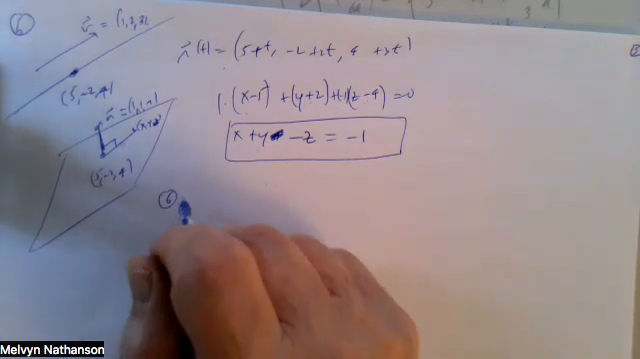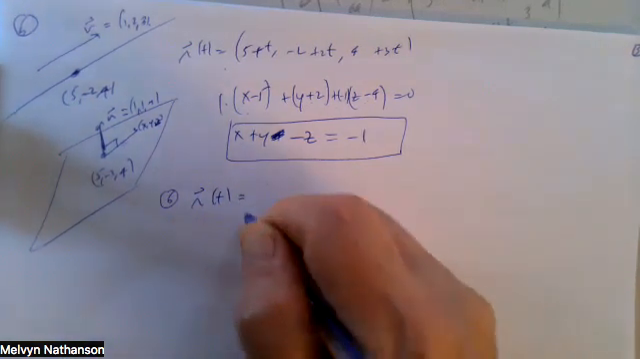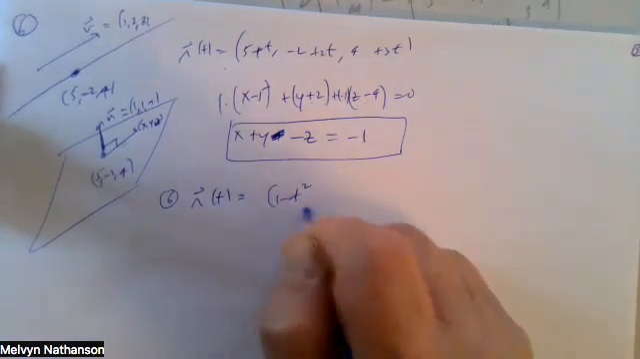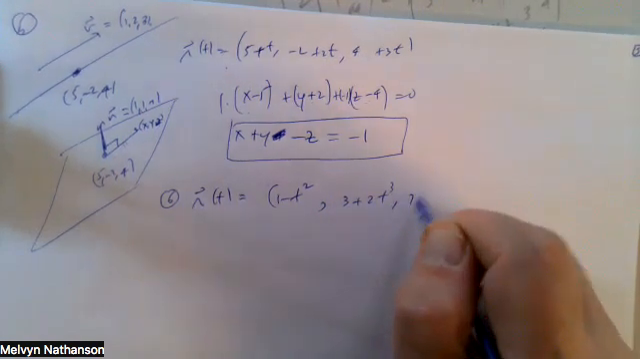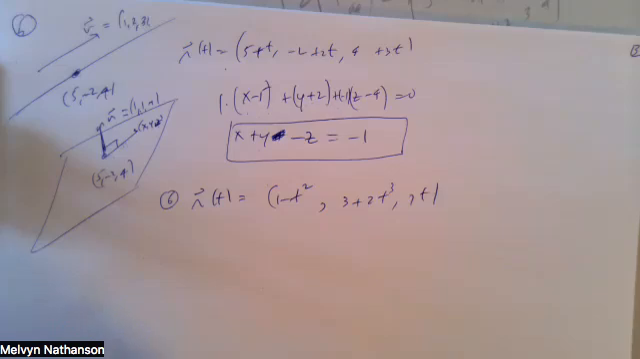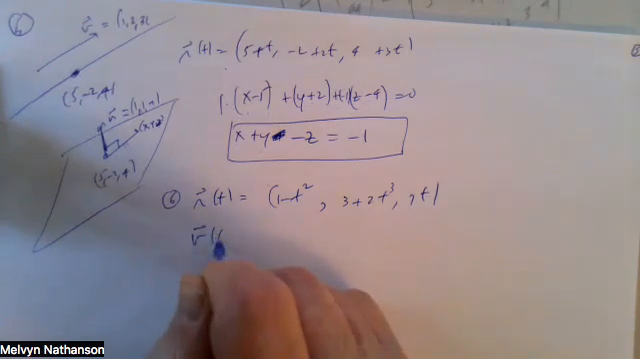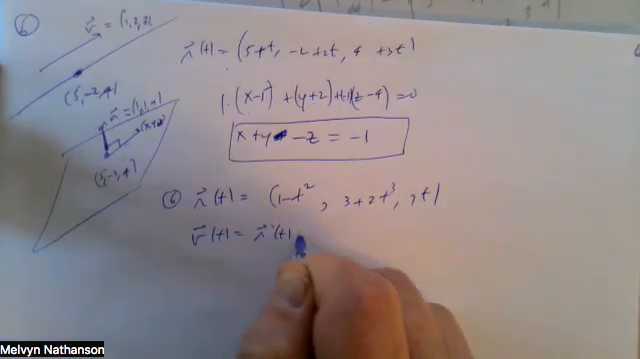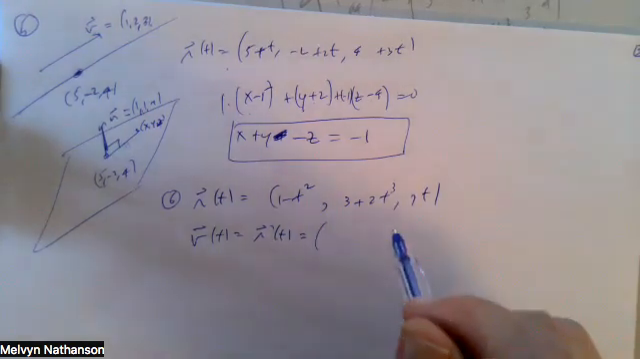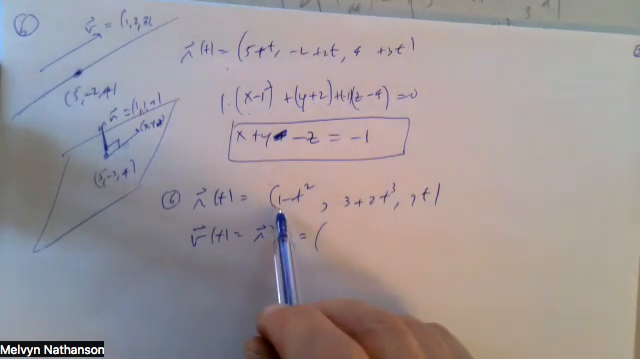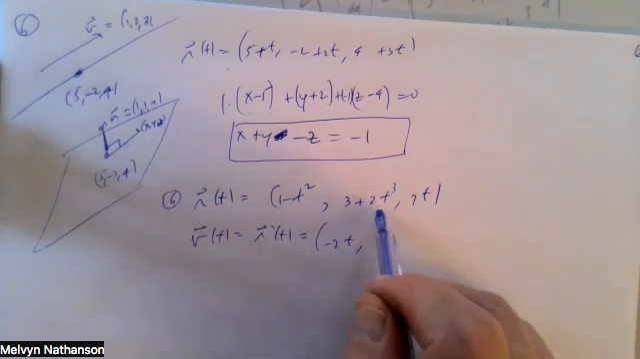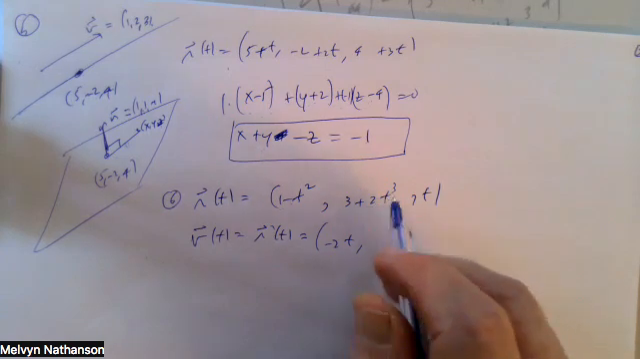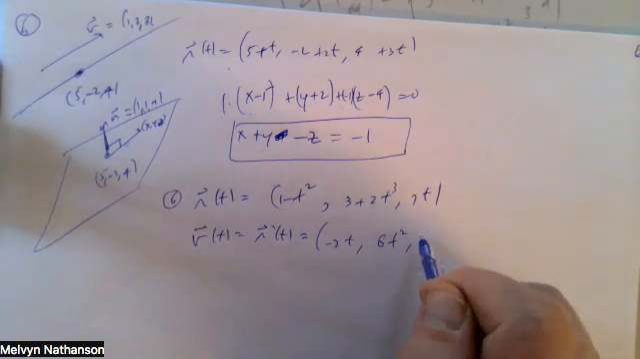Problem 6: you have a particle whose position at time t is (1 minus t squared, 3 plus 2t cubed, 7t). This is just a quick exercise to make sure you know what velocity, speed, and acceleration are. The velocity is the derivative of the position. You differentiate coordinate-wise. The derivative of 1 minus t squared is minus 2t. The derivative of 3 plus 2t cubed is 6t squared, and the derivative of 7t is 7.